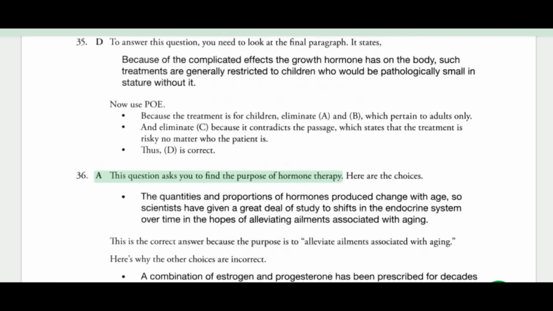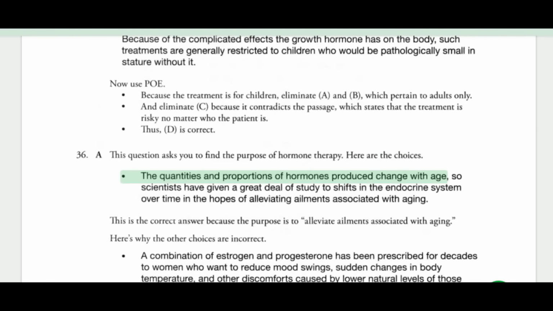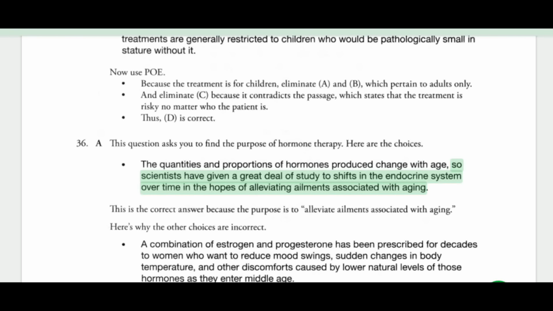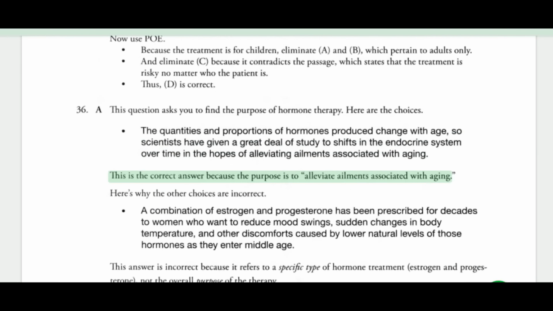36. This question asks you to find the purpose of hormone therapy. Here are the choices. The quantities and proportions of hormones produced change with age, so scientists have given a great deal of study to shifts in the endocrine system over time in the hopes of alleviating ailments associated with aging. This is the correct answer because the purpose is to alleviate ailments associated with aging.